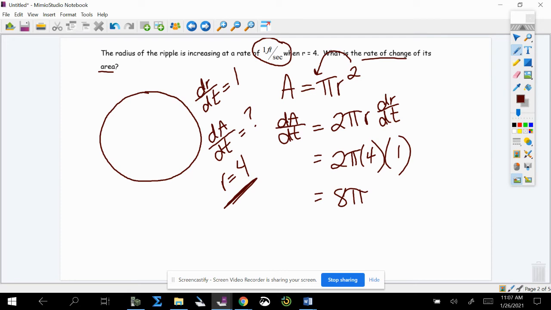Now, I mentioned that you never have to convert units, but you should be comfortable using the units they give you. So since this is talking about how an area is changing, this is going to be feet squared per second because it's an area change, so it's units squared. So at the time when my radius gets to 4 feet, that means my area is increasing at a rate of 8 pi feet squared per second.